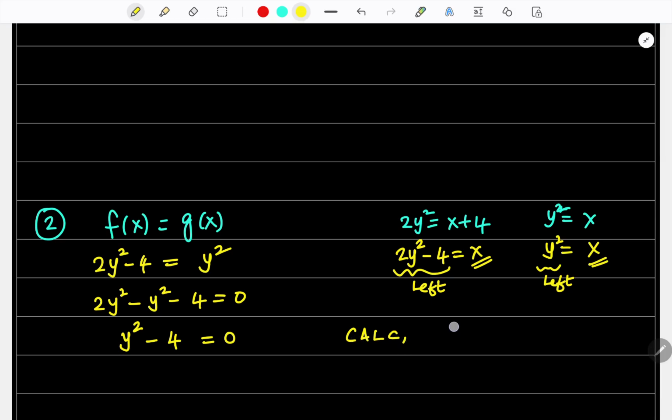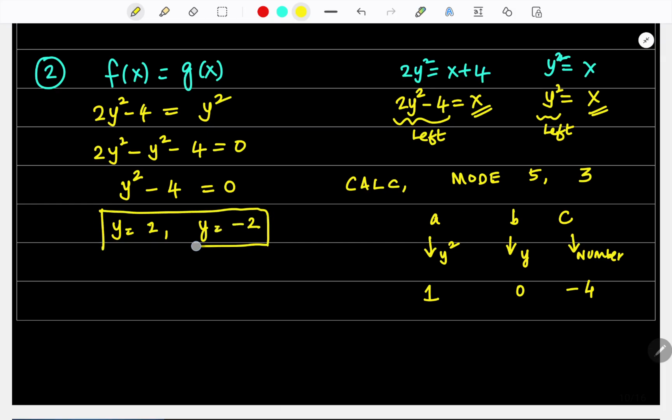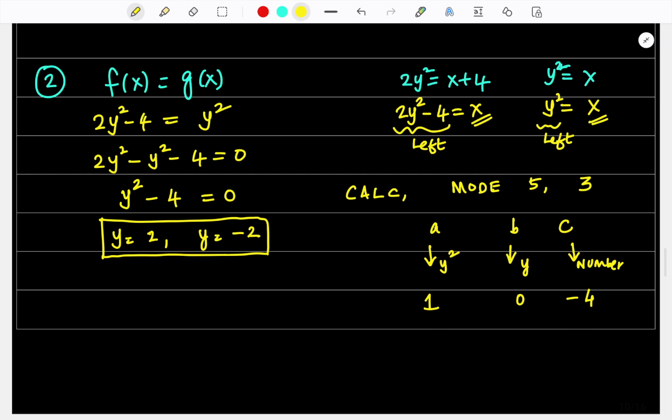Take your calculator and go to mode, 5 and then 3. If you give this in the calculator, you will get A, B, C. So this is the coefficient of y square, coefficient of y, and this is a number. The coefficient of y square is 1 and the coefficient of y is 0 and then minus 4. If you put in the calculator, you will get y equals plus 2 and y equals minus 2. So we got y equals plus or minus 2 because the parabola is going to the other side. Okay, right.